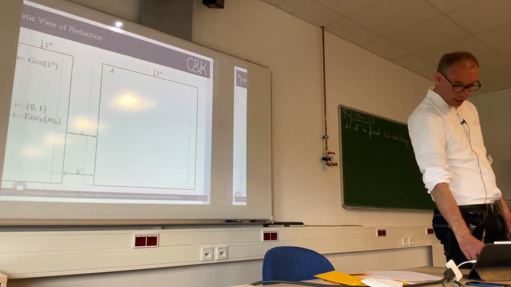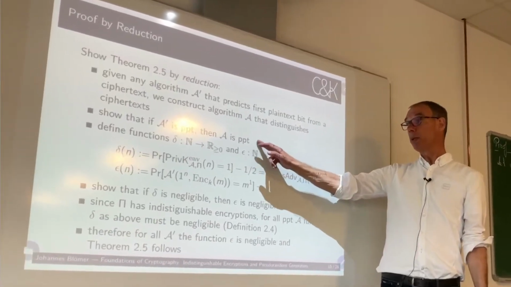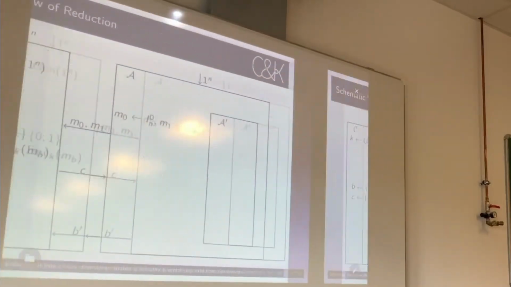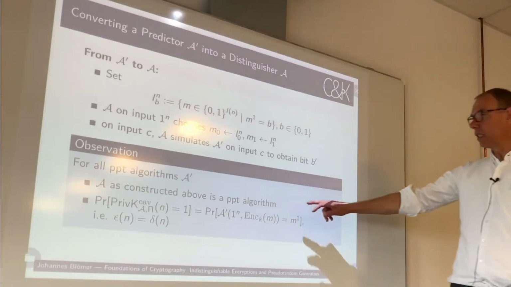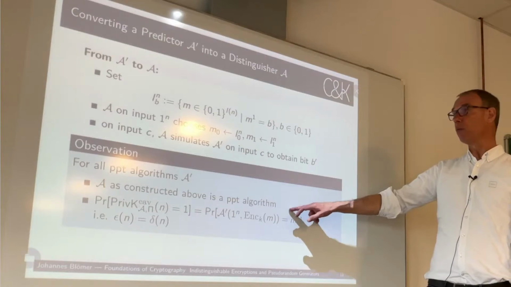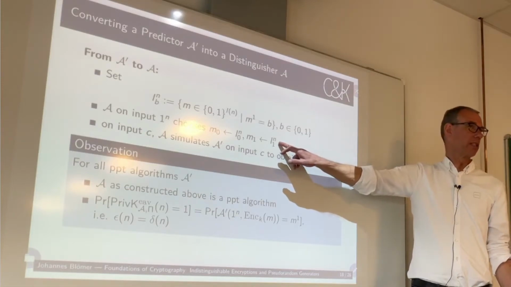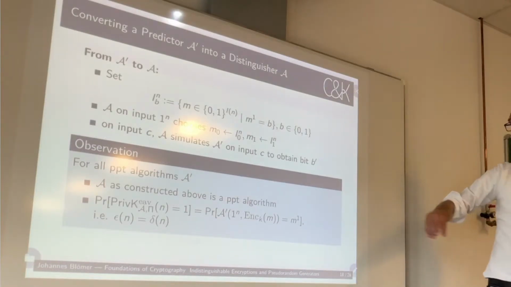So remember, I have to prove several things. We have first to show that if A prime is a PPT, then A is a PPT. Okay, let's go to this. This is the observation that I have here. If A prime is a PPT, then why is A a PPT? It chooses these two messages, as I just said, by just picking the remaining ln-1 bits uniformly at random. You can do that in polynomial time because we can toss random coins, right?